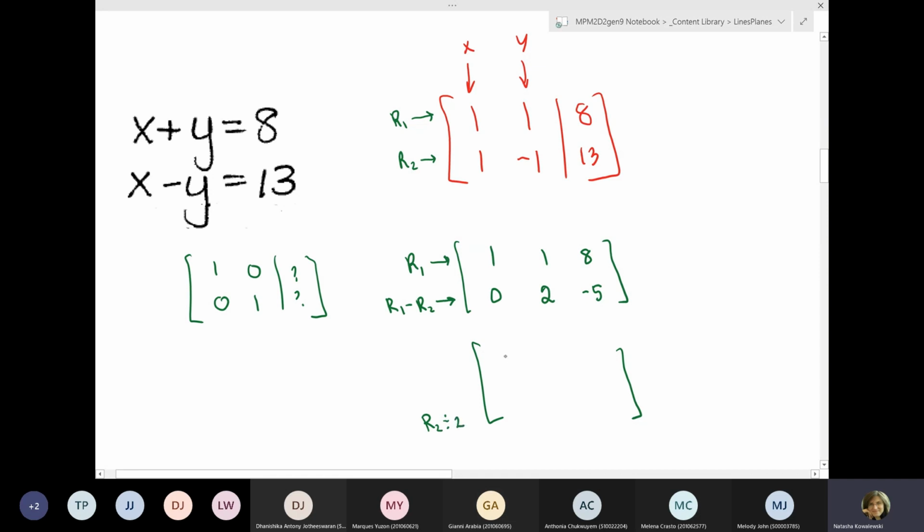So let me keep the other row as is. And here I'll have 0. 0 divided by 2 stays 0. 2 divided by 2 is 1. And then negative 5 divided by 2 is negative 5 over 2. All right, so we are working on the second column, and we got the 1 that we need first. Once you get the 1, then we work on this to get the 0.